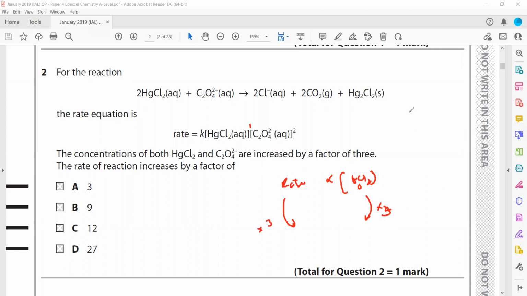But according to the rate equation, rate is proportional to the concentration of C2O4 squared. So if this is multiplied by 3, 3 squared is 9, so this will increase by 9. Due to the change, it is 3 times and 9 multiplied by 3, 27. So D will be the right answer for this.